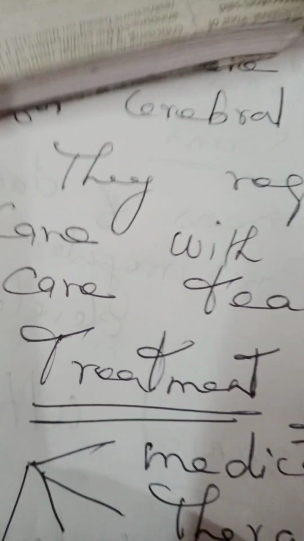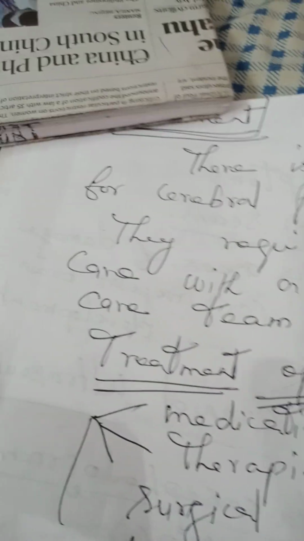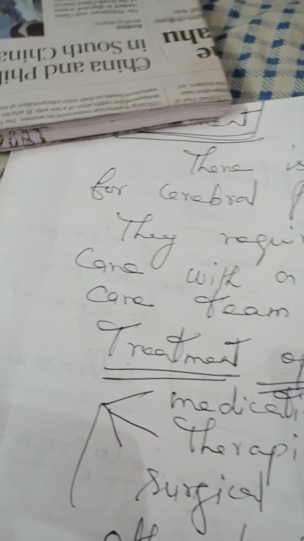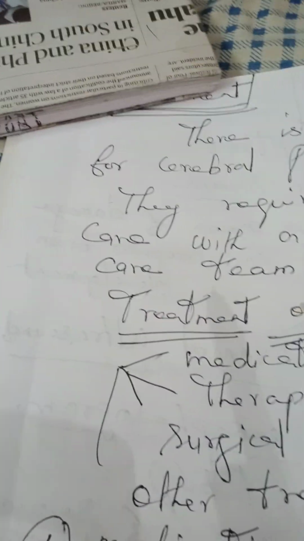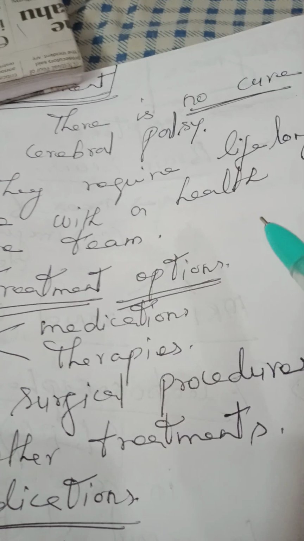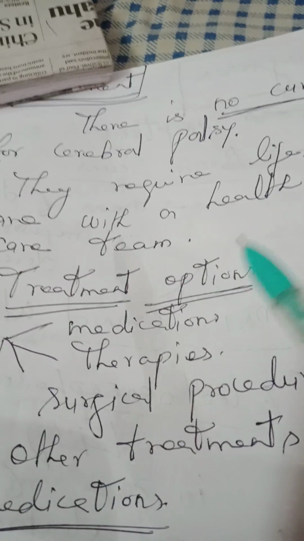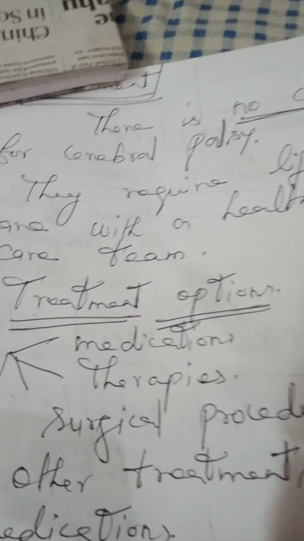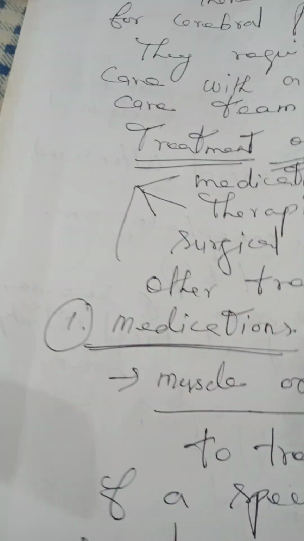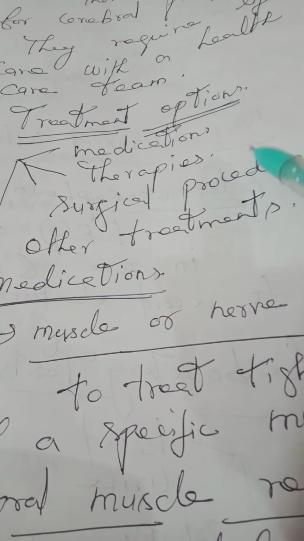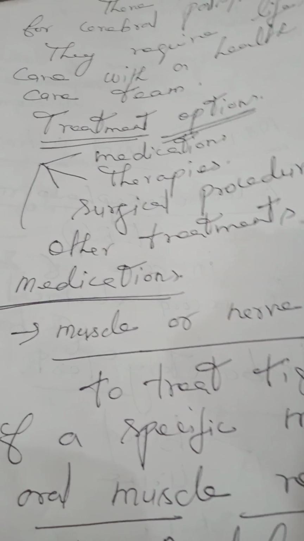Next, treatment. There is no cure or permanent treatment for cerebral palsy. The symptoms only can be controlled. So they require lifelong treatment or lifelong care with a healthcare team. They need lifelong treatment, but there is no cure. Treatment options: medications, therapies, surgical procedures, and other treatments.